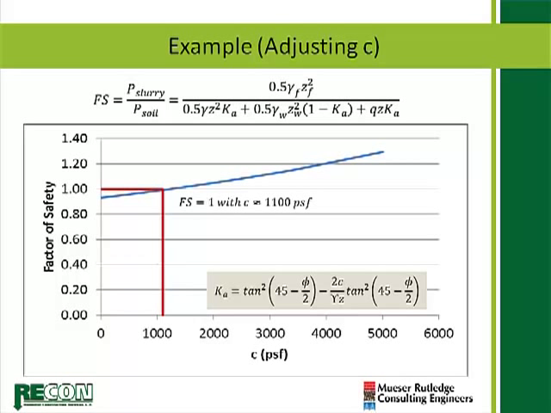In decreasing K sub A, you decrease the value of the denominator in the factor of safety equation, thus increasing the factor of safety. One must be careful when deciding on cohesion because of the fact that it will increase factor of safety when increased, and it can be quite variable across sites in some situations.